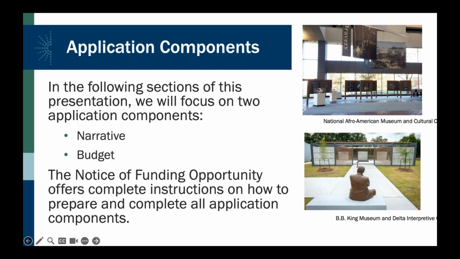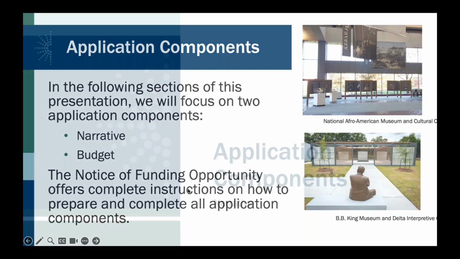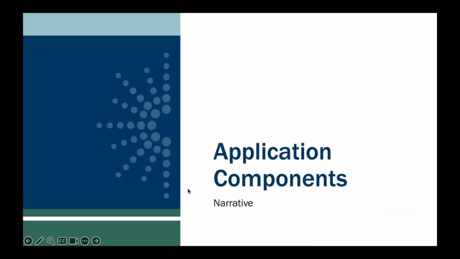In the following sections of this presentation, we will focus on these application components, the narrative and the budget. Please go to the Notice of Funding Opportunity for complete instructions on how to prepare and complete all of the application components. In this section, we will go over the questions you will need to answer in your project narrative and offer details on the review criteria associated with each of the three sections: project justification, project work plan, and project results.